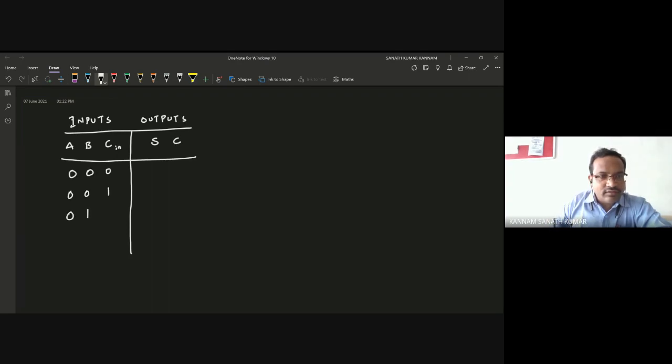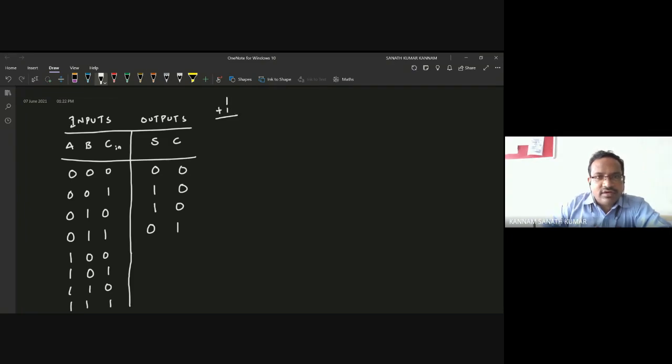So these are the possible combinations, and you already know them. When all are zeros, sum is 0 and carry is 0. For 0, 0, 1, sum is 1, carry 0. For 0, 1, 0, sum 1, carry 0. For 0, 1, 1, sum 0, carry 1, because 1 plus 1 gives you 1, 0. This is sum and this is carry.